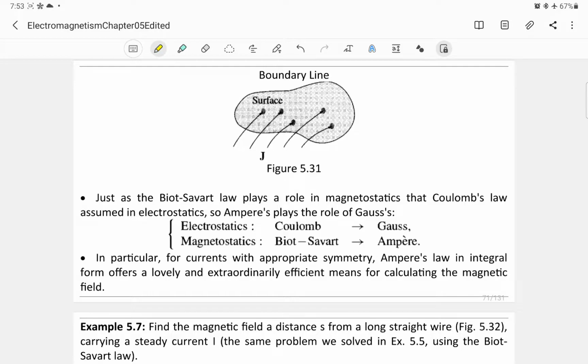So for electrostatics, it's Coulomb's law, and then you have a simple method to calculate the electric field, which is Gauss's law. And then for magnetostatics, you calculate the magnetic field by the Biot-Savart law in general, but there's a simple method called Ampere's law to do that, exploiting the symmetry of the system.